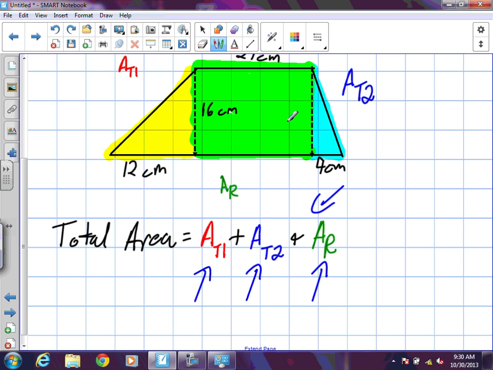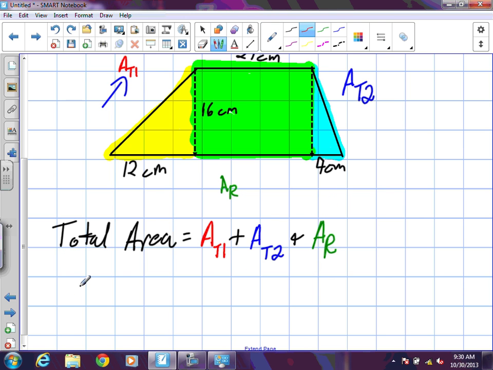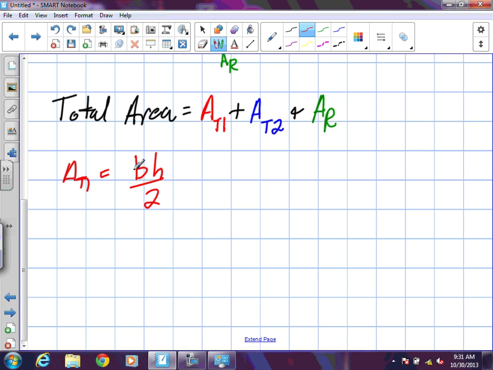So we'll start from left to right. We're going to find the area of T1. Does anyone remember the formula for the area of a triangle, Hervé? That's right. So AT1 is equal to base times height divided by 2. And the other day we talked about why we divide by 2. Base times height finds a square, and we split it in half.